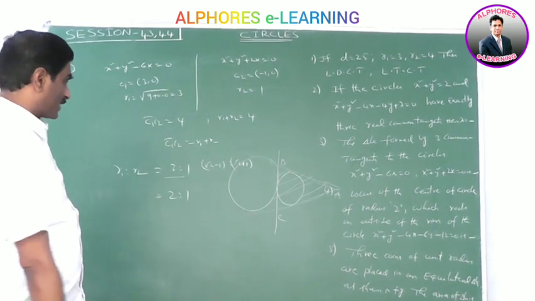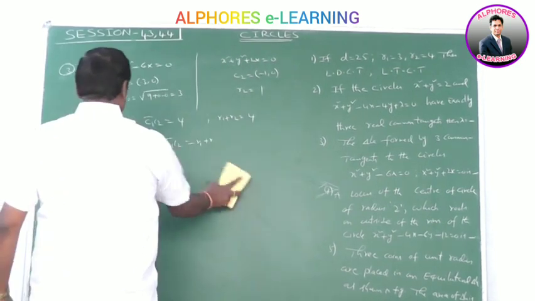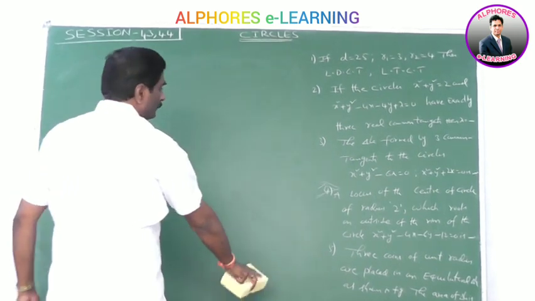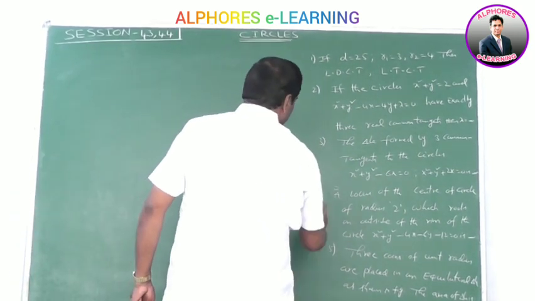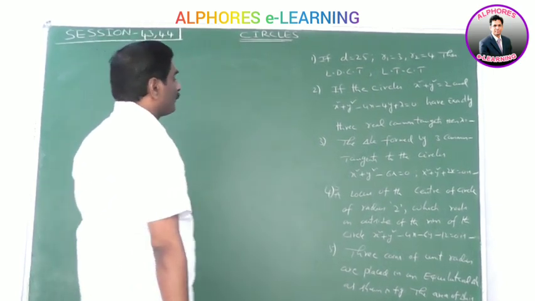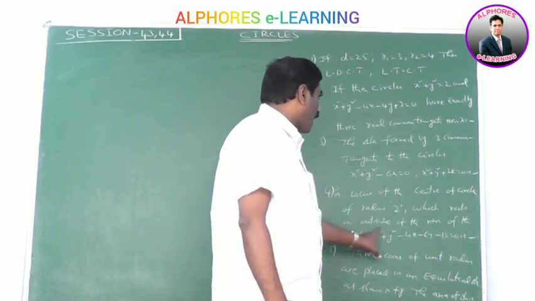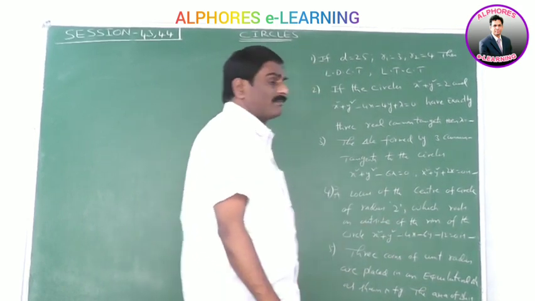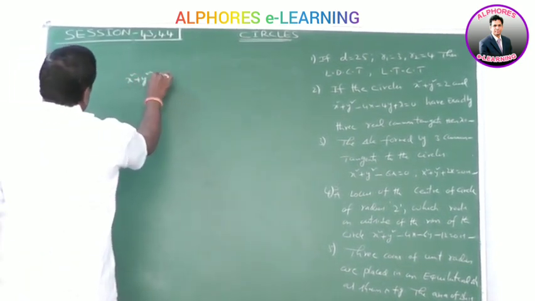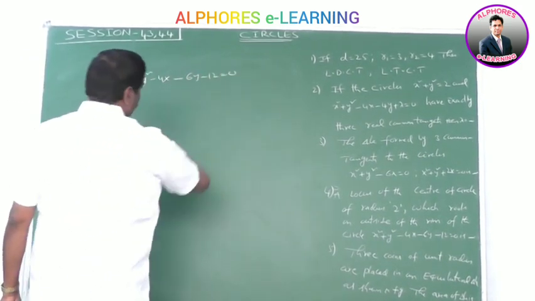Okay. Next. Fourth question. Locus of the center of a circle of radius 2, which rolls on the outside of the rim of the circle x square plus y square minus 4x minus 6y minus 12 is equal to 0.